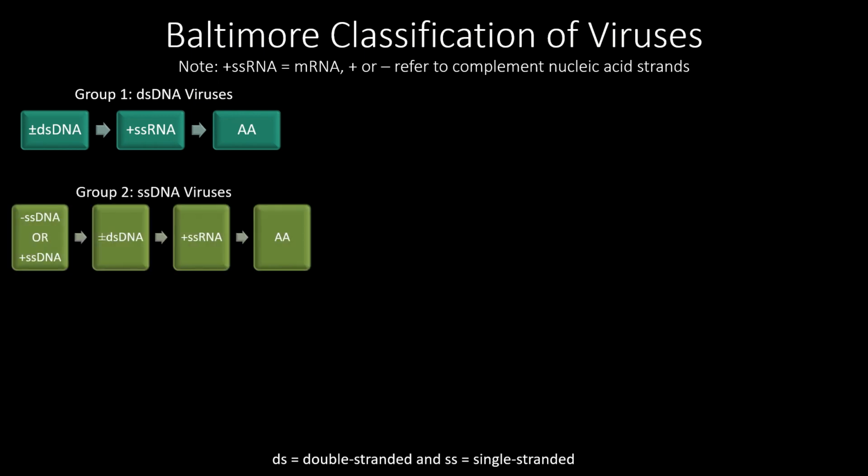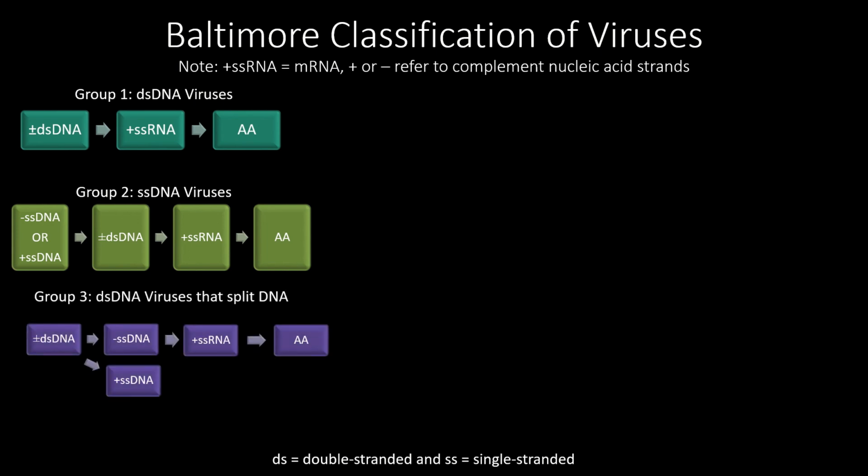In Group 2, they just have single-stranded DNA with messenger RNA made by converting the single-stranded DNA into double-stranded DNA before using the host cell's enzymes for transcription. And the plus and the minus refer to the complement nucleic acid strands. So if you have a plus strand, the opposite strand is the negative strand. In Group 3, they have double-stranded RNA, but the strands separate, with one of the strands used as a template to make messenger RNA.